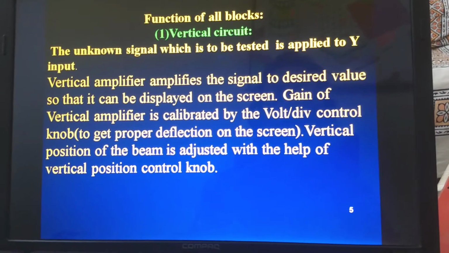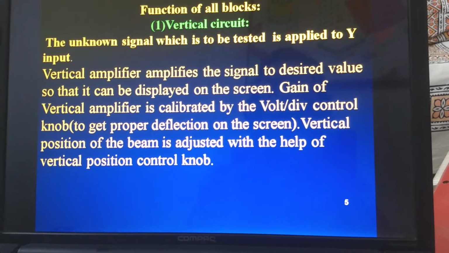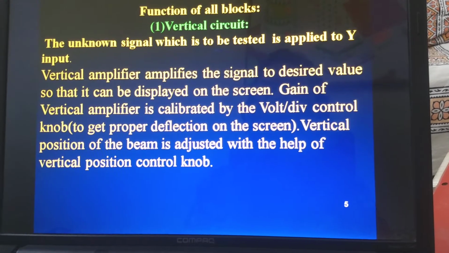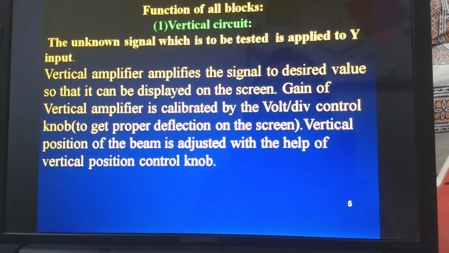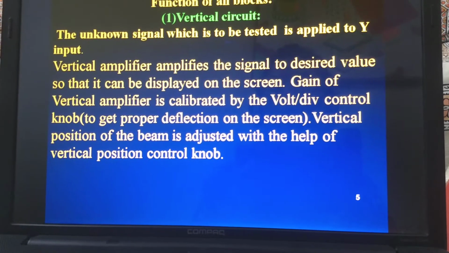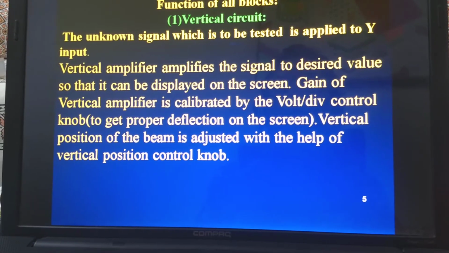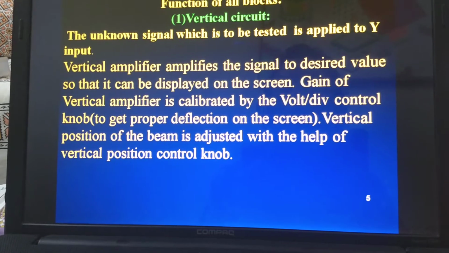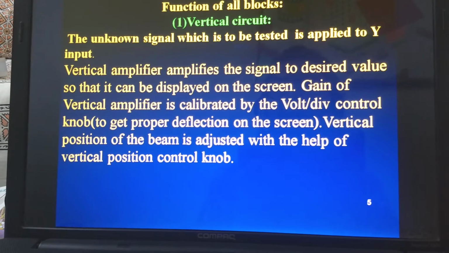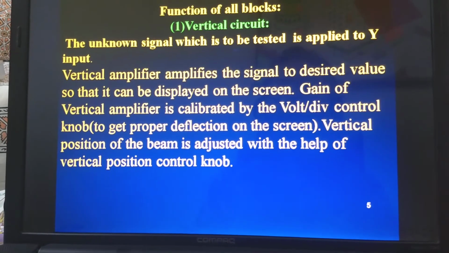First block we will consider is the vertical circuit. In the vertical circuit, the unknown signal voltage which is to be tested is always applied to Y input. Then the vertical amplifier amplifies the signal to the desired value so that it can be displayed on the screen. The gain of the vertical amplifier is calibrated by the volt per division control knob. The vertical position of the beam is adjusted with the help of the vertical position control.